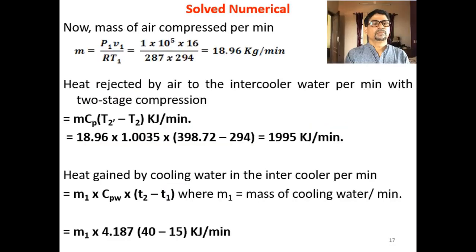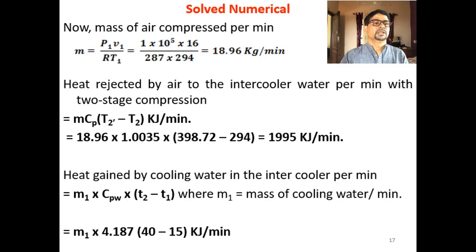Now, mass of air compressed per minute. Okay, here one more thing. In the previous slide we calculated the maximum temperature for the two-stage compression. Since it is perfect intercooling, even after the second stage the temperature will be the same. So no need to separately calculate for the second stage. Maximum temperature will be the same.